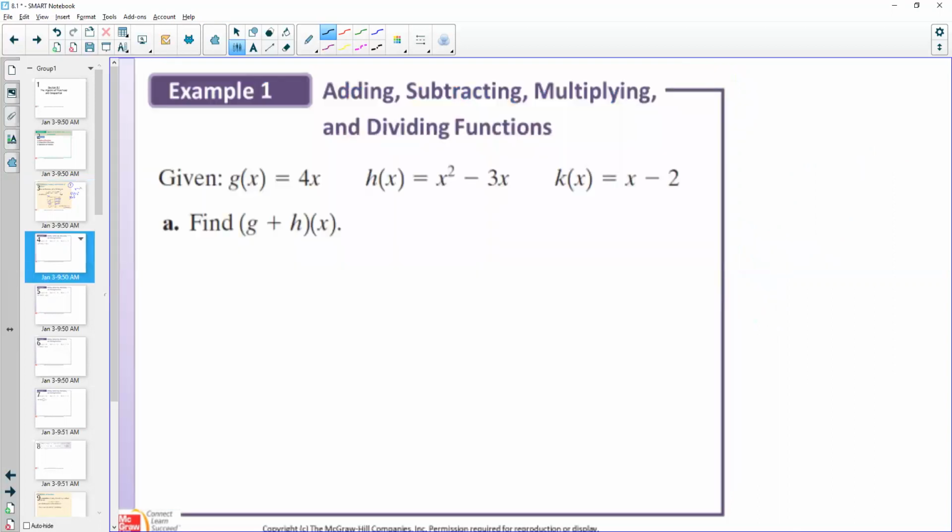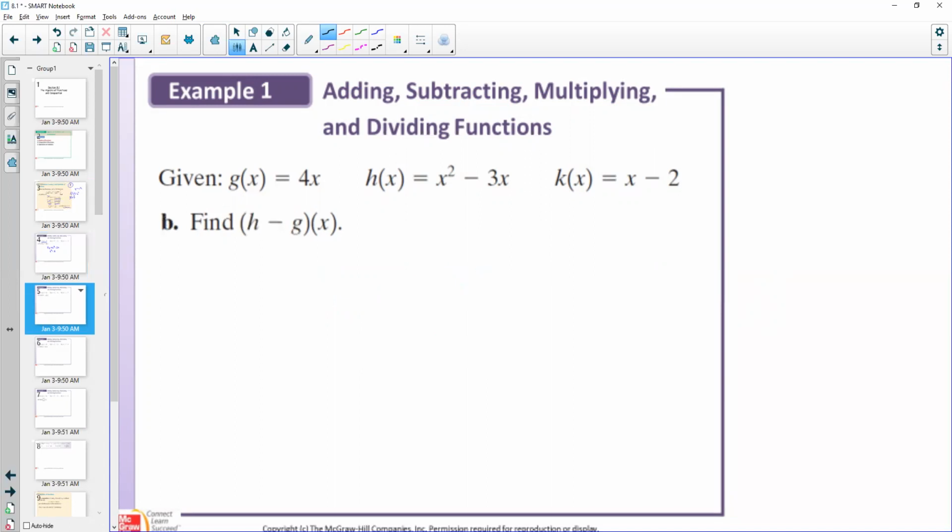So let's try that. Given that g of x is 4x, h of x is x squared minus 3x, and k of x is x minus 2, find g plus h of x. Literally, what I'm going to do is add what I have together, 4x plus x squared minus 3x, and then combine like terms. So 4x minus 3x just becomes 1x, so I get x squared minus x. That's it. It's finished. I added them. I am done. Leave it be.